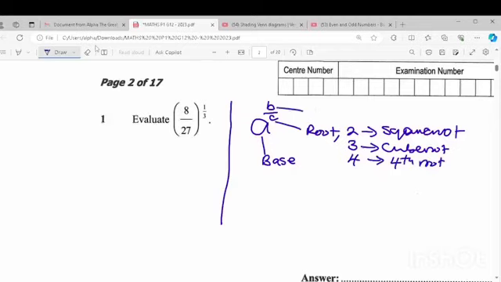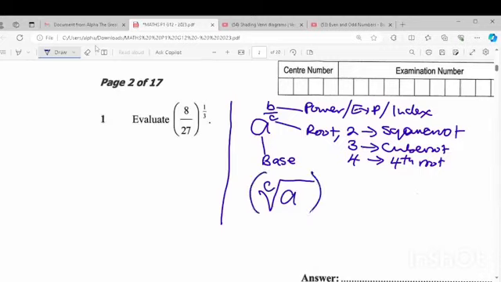Then the numerator of the power indicates the power, or the exponent, or the index. The whole thing here can be written in this form. Inside here you put the base a, then c comes here, then everything is being raised to the power b. So this new expression and the first expression are equivalent.